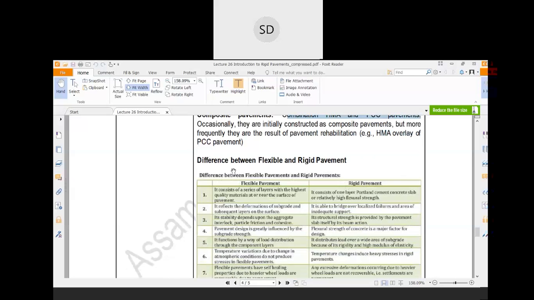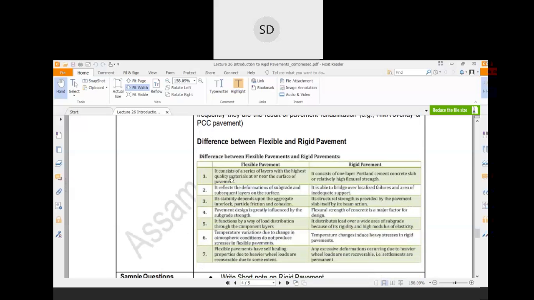Now this difference is very important. That is the difference between flexible and rigid pavement. So the first one is flexible pavement. It consists of a series of layers with the highest quality materials at or near the surface of the pavement.